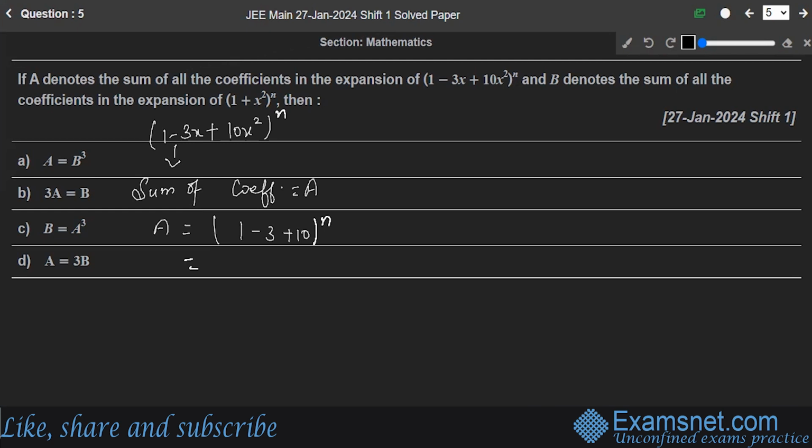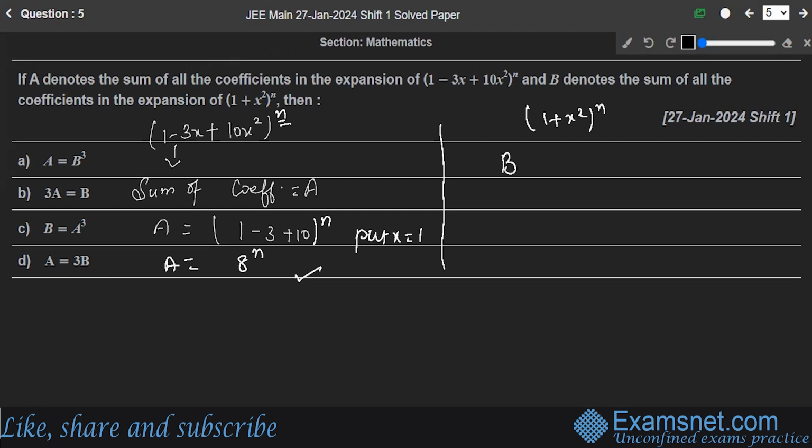Right. So this is 8 raised to power n, if I'm putting x is equal to 1 over here. So the sum of coefficients A is given by 8 raised to power n. Whatever the value of n will be, the sum of coefficients will be equal to 8 raised to power n. Now the second expression, (1 plus x square) raised to power n.